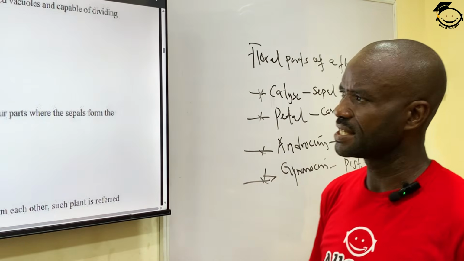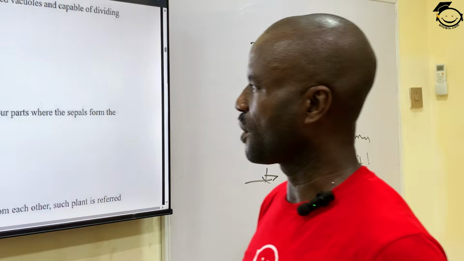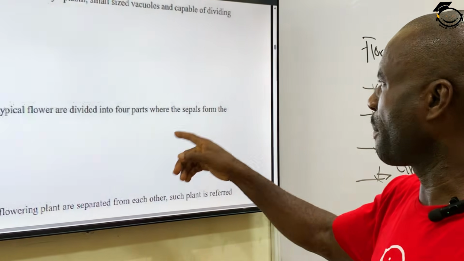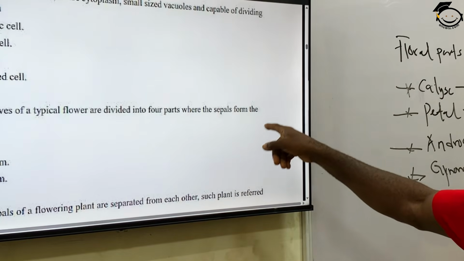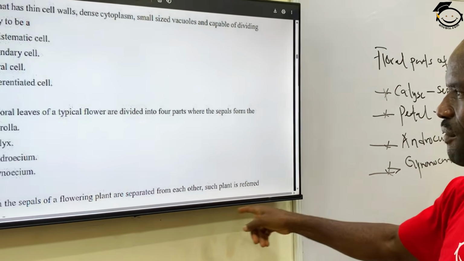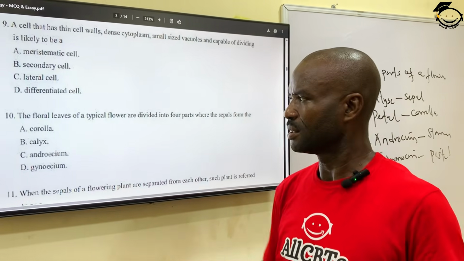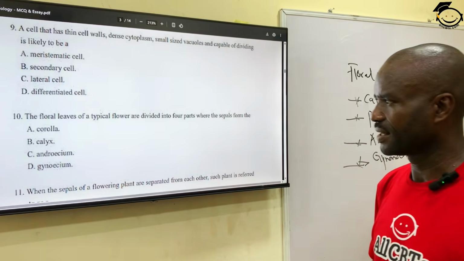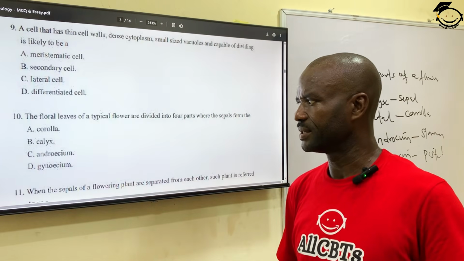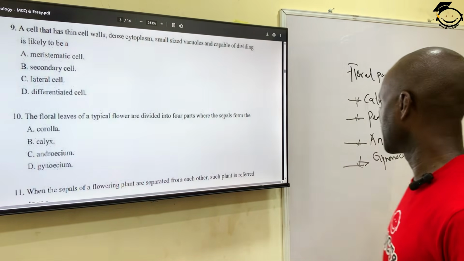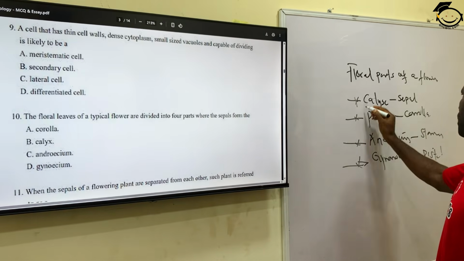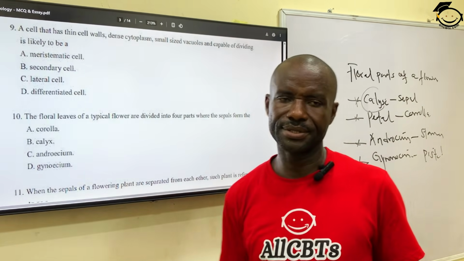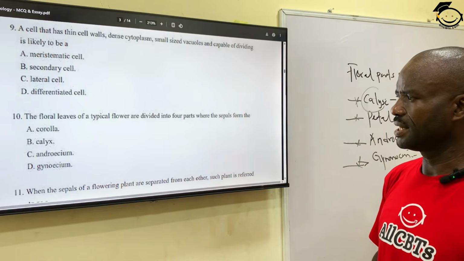Now the question says, the floral leaves of a typical flower are divided into 4 parts, where the sepal form, of course, will form what we call A, corolla, B, calyx, C, androecium, and D, gynoecium. You can see the sepal form what we call the calyx. So the correct answer is B.